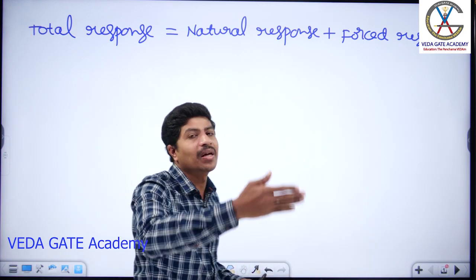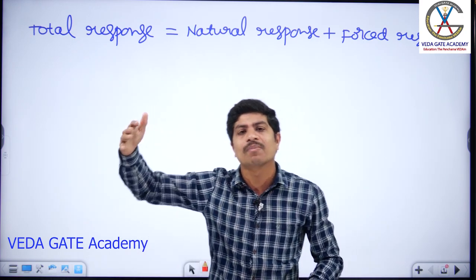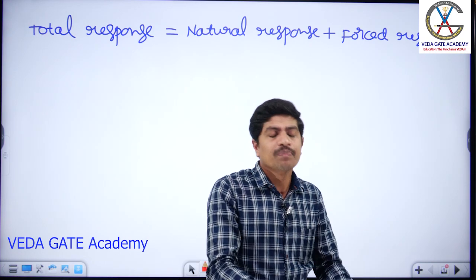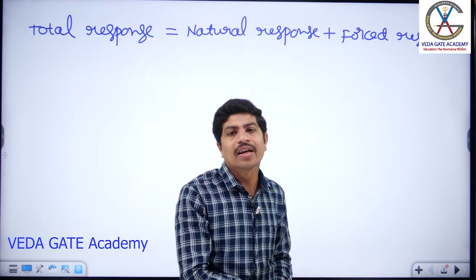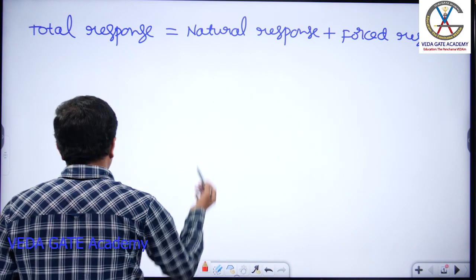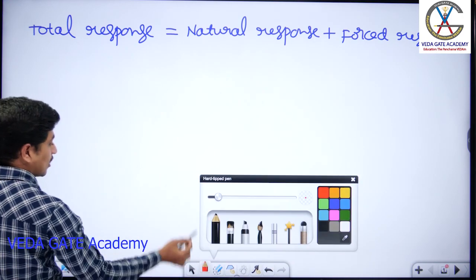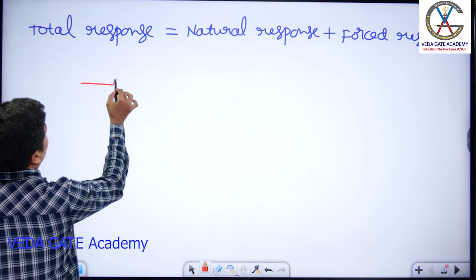Forced response is having many names. In the same way, natural response is also having many names. All those names we'll see after looking at the technical example. I'm going to take this example, understand this example please. Yes, this is the example I'm taking.